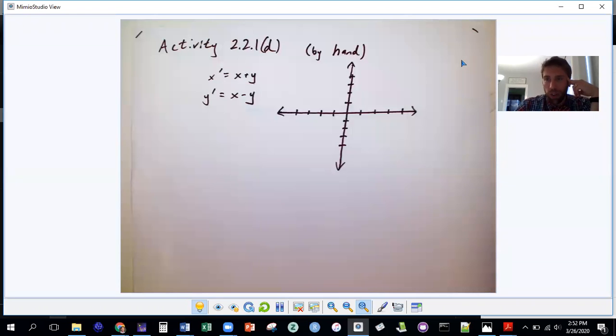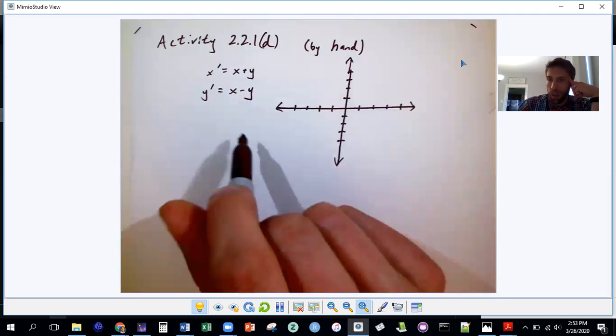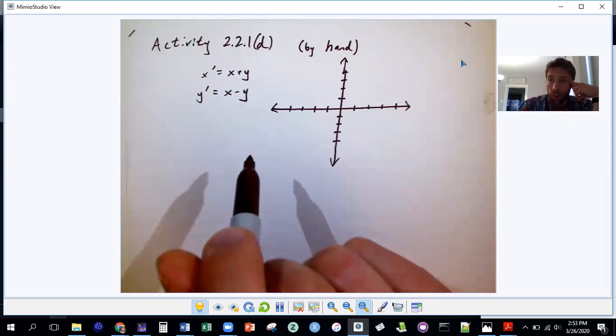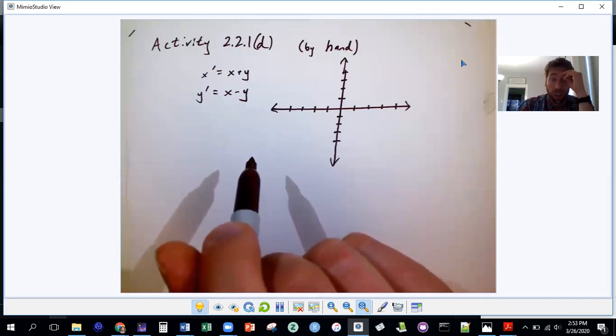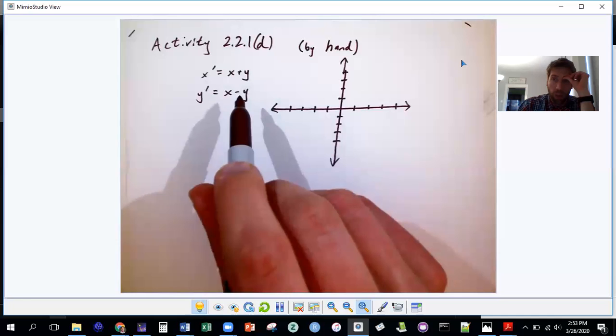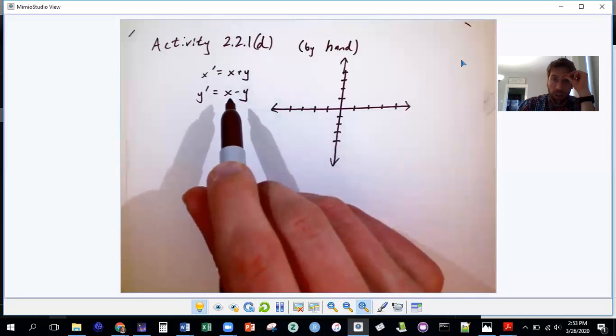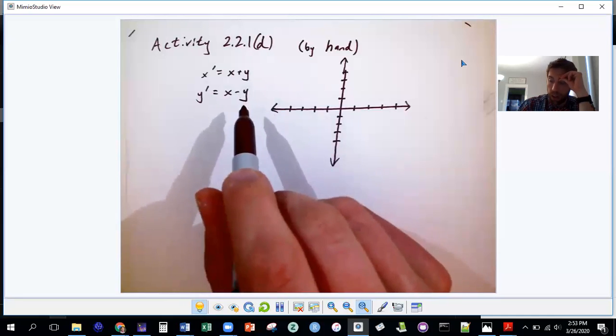Hello, differential equations. I saw Corbin ask how to do a direction field by hand. So let's go back to activity 221, part D, and we'll do it the old-fashioned way. So here, the easiest slopes to draw are the ones that are 0. So in this case, y prime, so change in y, is 0 when x equals y.